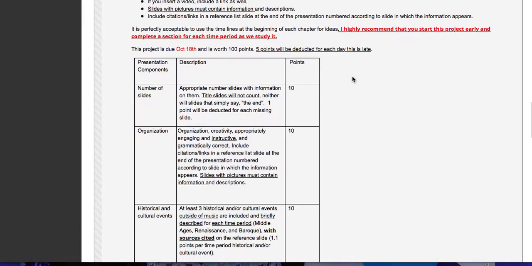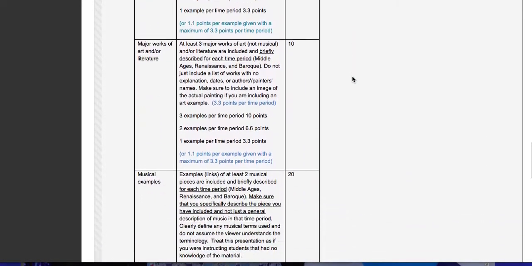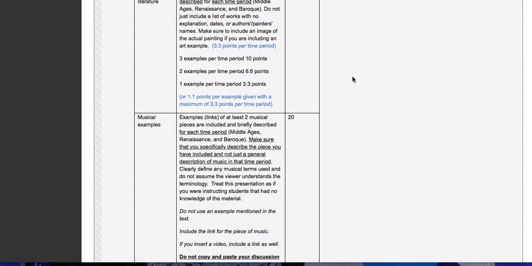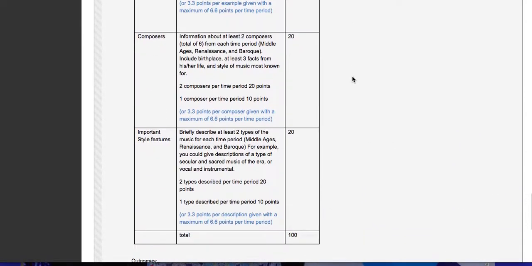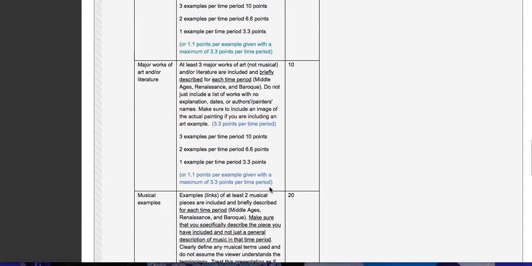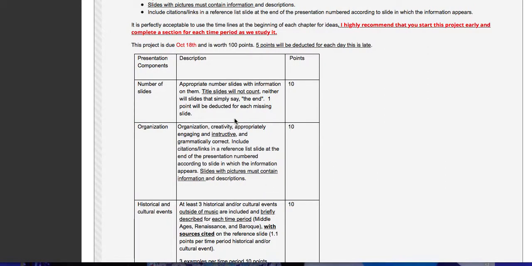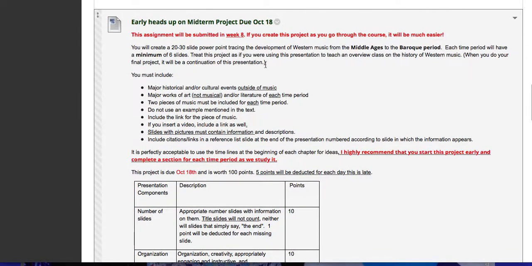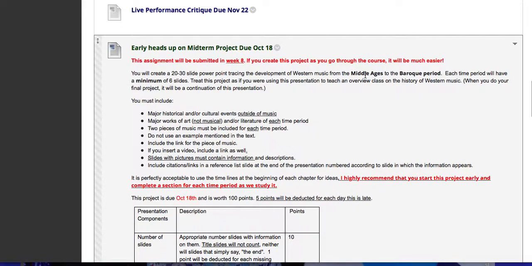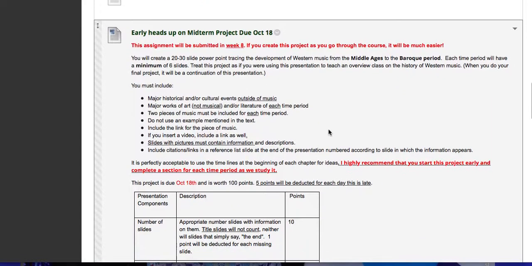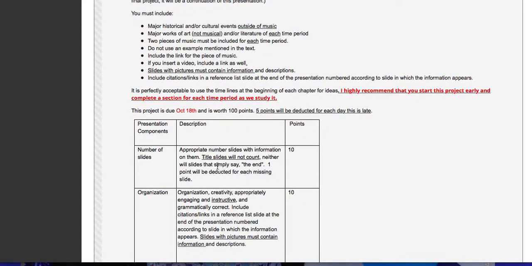You are also going to give some information about composers, 2 composers per time period, and also important style features. So this is the rubric right here. I kind of break it down exactly what I'm looking for. I want it to be between about 20 and 30 slides. You need to have that number of slides, but title slides do not count. And all slides have to have information on them.